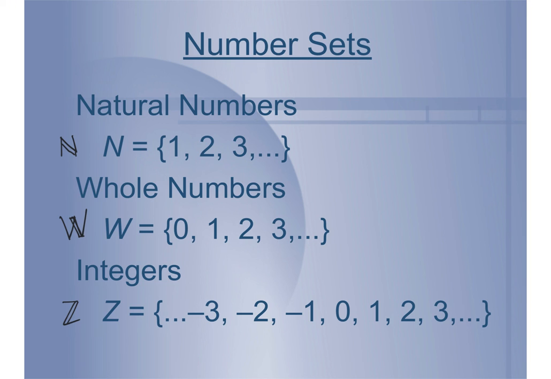The reason they did Z instead of I is because we're going to use irrational, and irrational is the one that they used an I for. So since you have two that start with I, they chose a different letter for this particular one. So N is natural, W is whole, Z is integer.